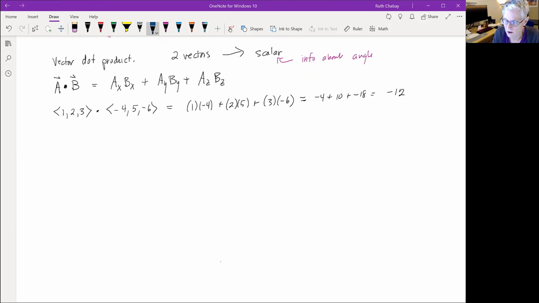So let's consider a couple of situations. Let's consider two unit vectors, A hat and B hat. And let's take their dot product. So A hat dot B hat is equal to 1, 0, 0 dot 1, 0, 0, which is equal to 1.